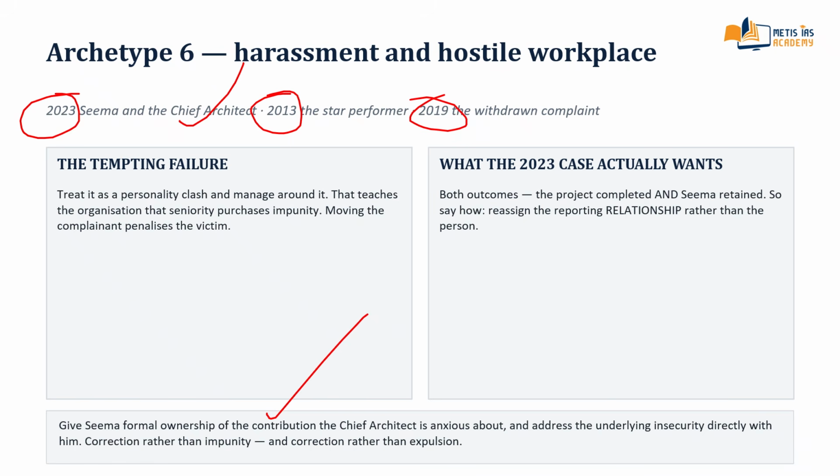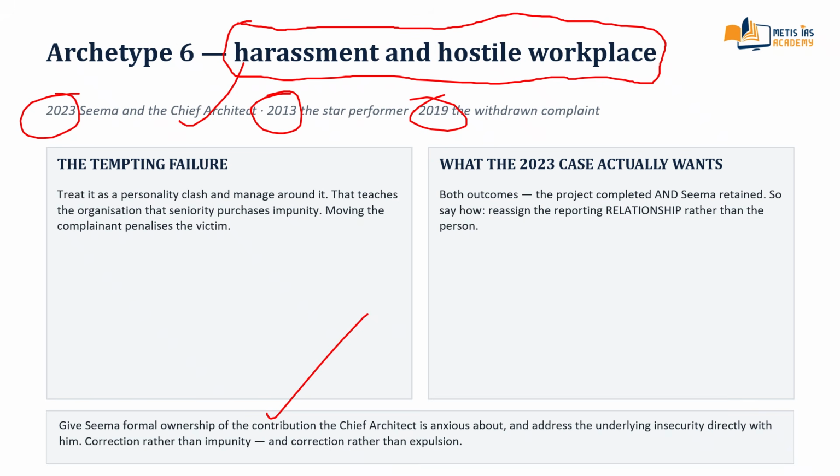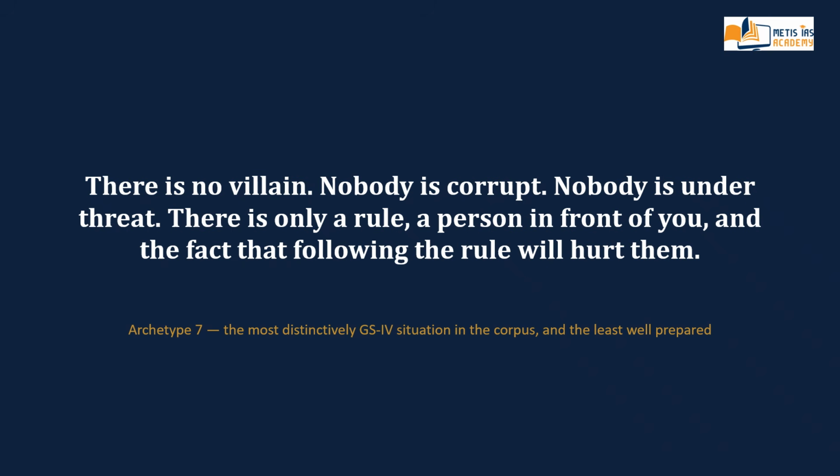So this is regarding archetype 6, harassment and hostile workplace. This is one of the important archetypes. Here there is no villain, nobody is corrupt, nobody is under threat. There is only a rule, a person in front of you, and the fact that following the rule will hurt them.